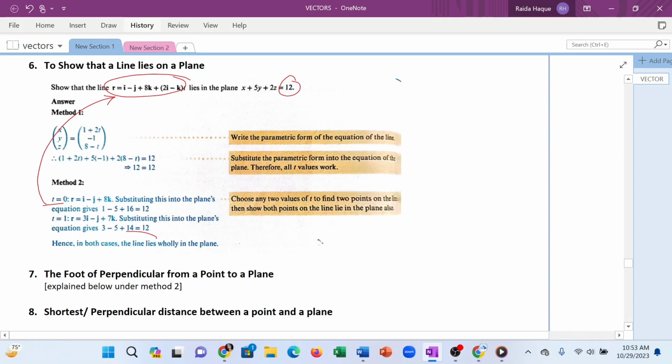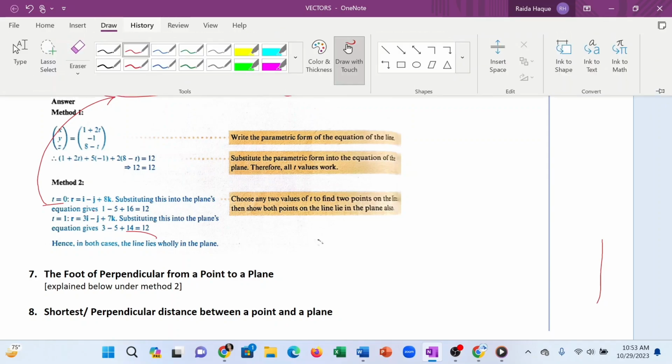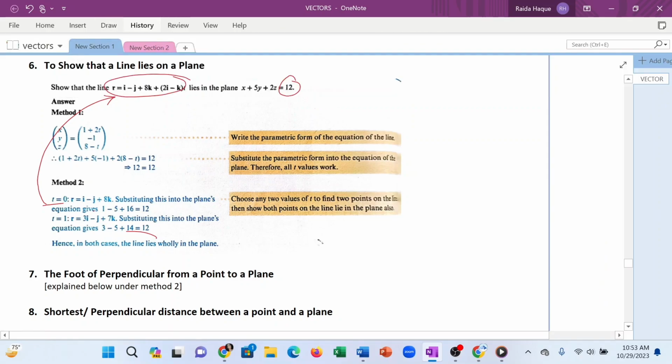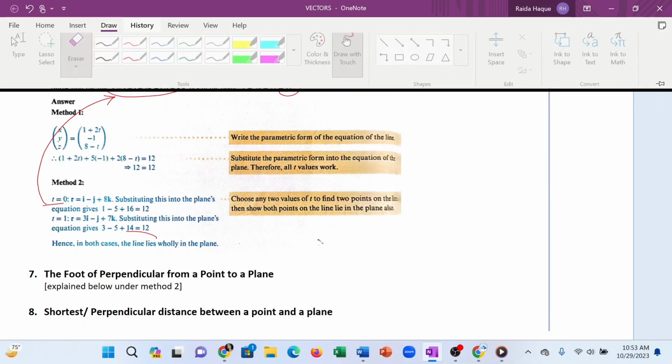Okay, moving on to our seventh formula, or the seventh calculation that we need to know, which is how to find the foot of perpendicular from a point to a plane, which you will learn in the next method. So I have just included it in the second method. It is just for you at this point of time to know that you need to know how to calculate it. So let's move on.